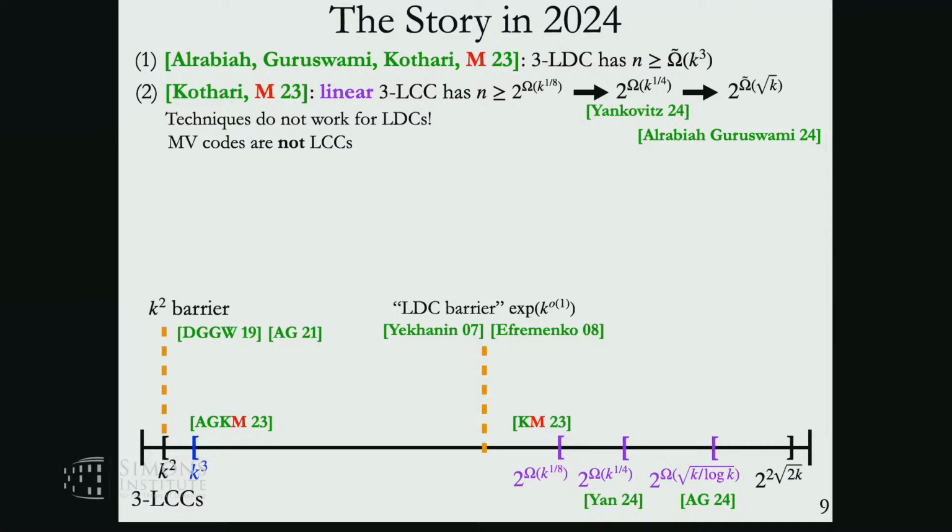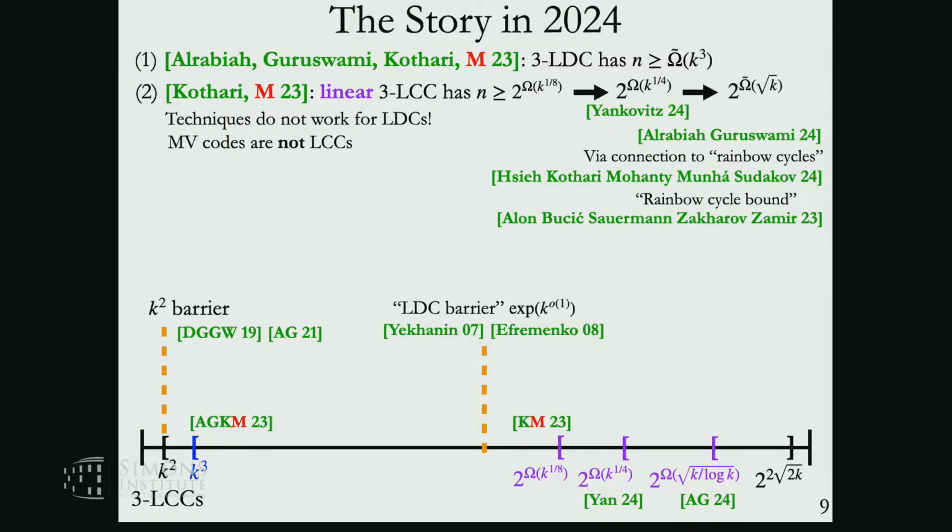And so the approach of this work of Omar and Venkat actually follows a slightly different approach. I mean, the core technical idea is still sort of the same, but their execution of the proof is quite substantially different, I would say. So they explore this connection between rainbow cycles and LDC lower bounds. This is something that was somewhat implicit in our work on LDC lower bounds here, and something that was made explicit in this work of Shea, Kotari, Mohanty, Munha, and Sudakov.